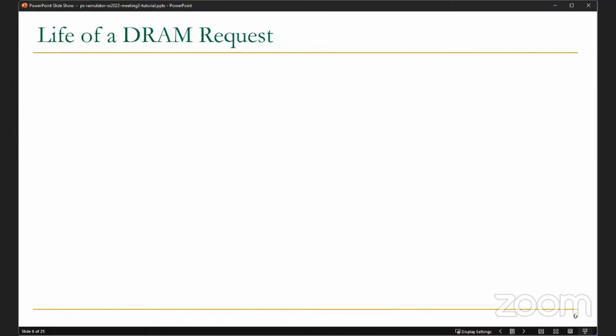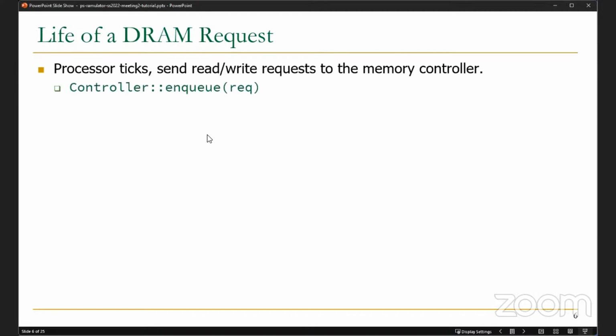Then let's step into the detailed design of Ramulator by following the life of a DRAM request. So first, a request is generated when the processor is ticked. It reads the processor trace file and parses the corresponding read and write requests from the trace and sends them to the memory controller through the enqueue function of the controller.